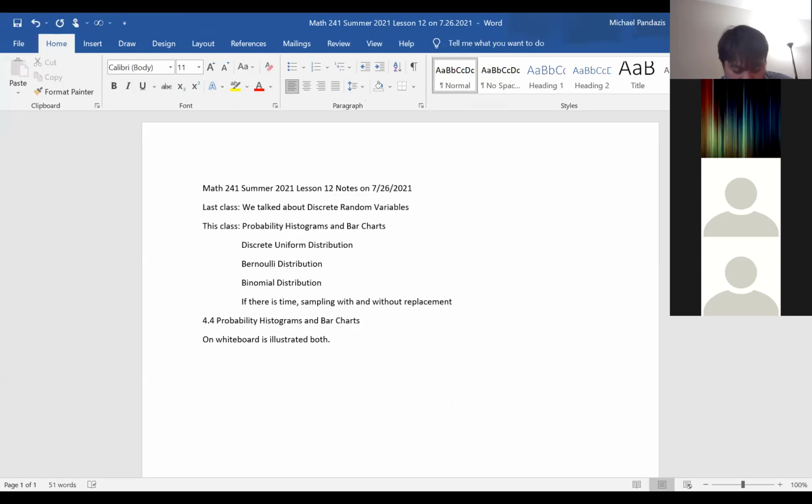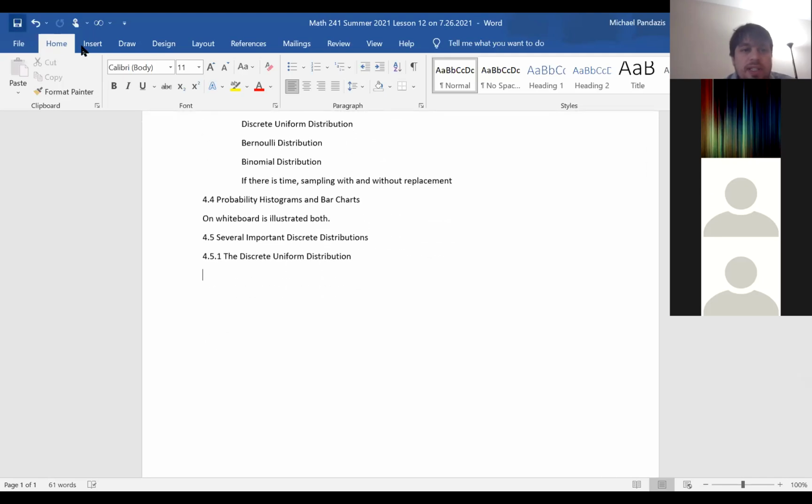Okay, so section 4.5. Just checking everything. Good. Nobody's waiting. So section 4.5 is on several important discrete distributions. We're going to look at several important discrete distributions, one at a time. The first one we're going to look at is the discrete uniform distribution.